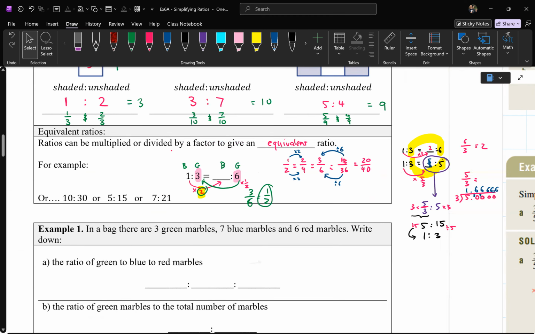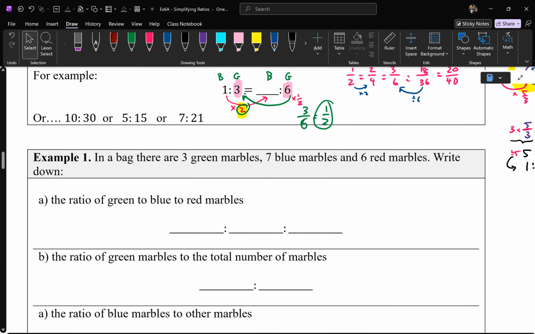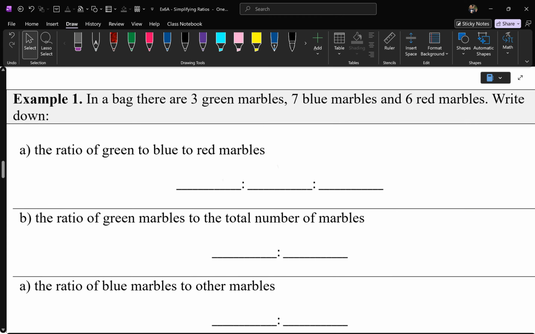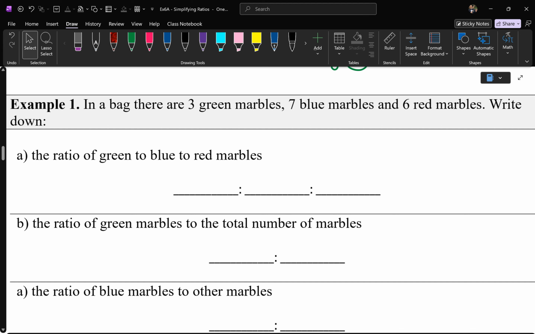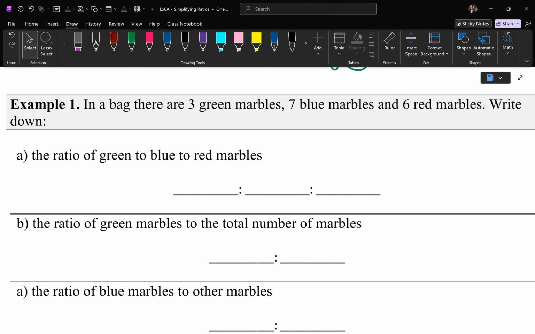Let's do some examples. Example 1. In a bag, there are 3 green marbles, 7 blue marbles, and 6 marbles that are red. So 7 blue, 6 red. How many marbles in total are there? Can I please have, let's go with Hamza. How many marbles in total? There are 16. Yes, you're right. 3 plus 7 is 10. 10 plus another 6 is 16 marbles in total.